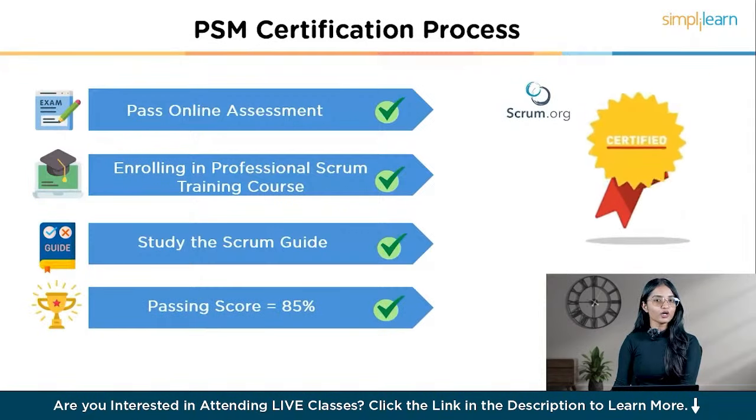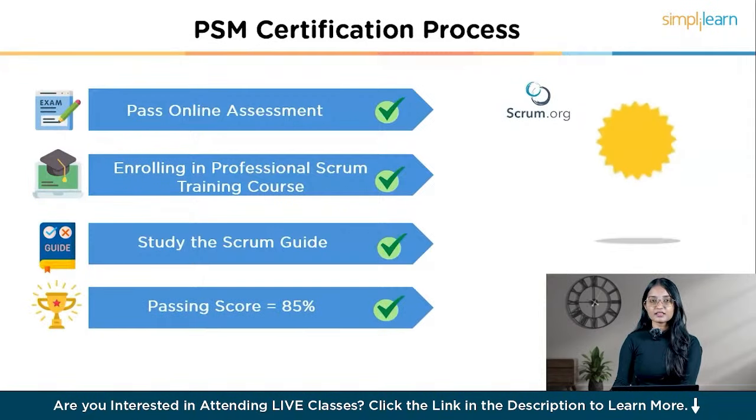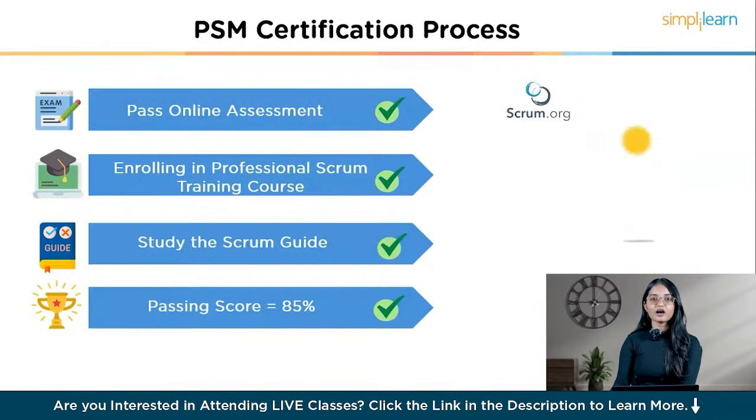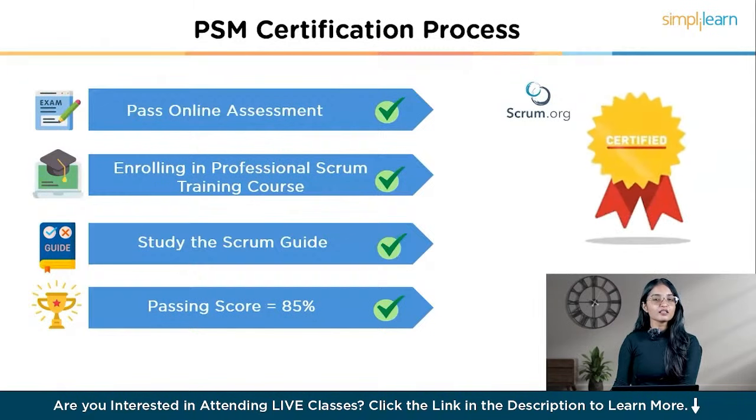For PSM-1, prepare for an intensive 60-minute exam with 80 true-false and MCQ questions. You need to answer at least 68 questions correctly to pass, with the passing score set at a high 85%. It's a tough challenge, but with the right preparation strategies, that prestigious PSM badge will be yours. Stay focused, study hard, and get ready to join the ranks of an elite Scrum Master.